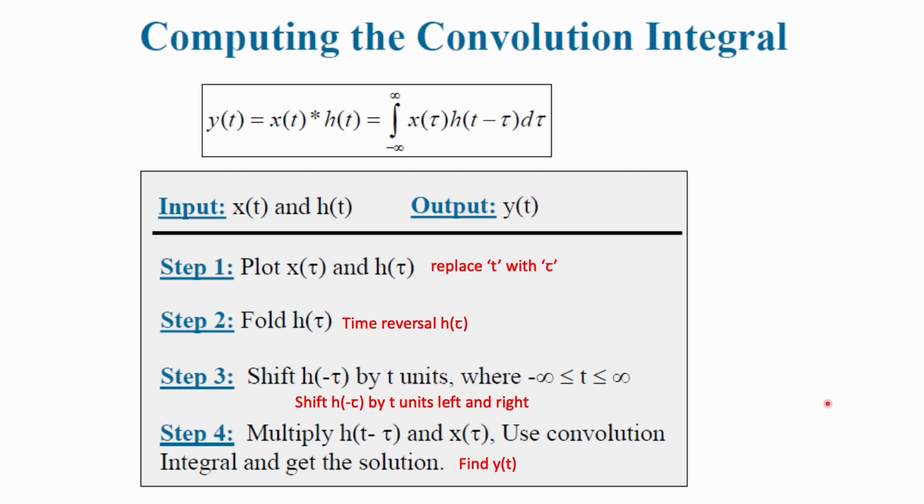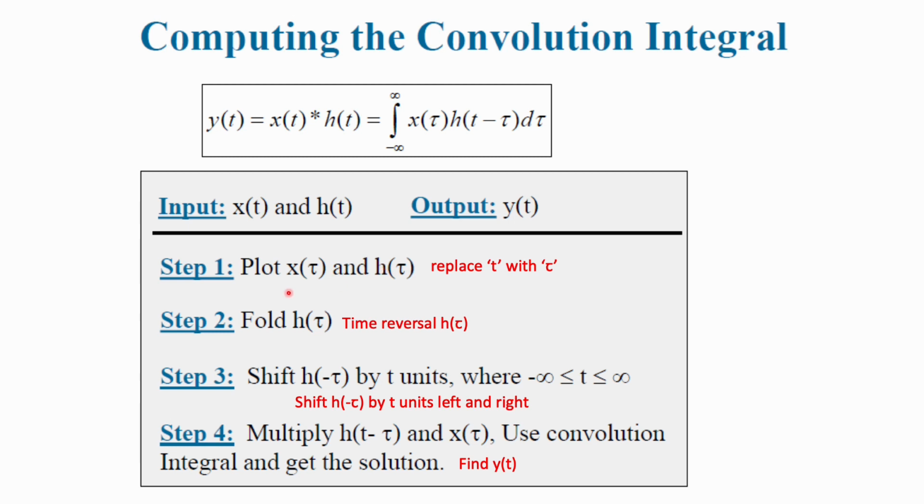Now, how do you calculate the convolution integral? So the formula is given here. These are all the steps to perform the convolution integral. Input is denoted by x of t and h of t. Output is represented by y of t. Step 1. Whenever the signal is given, first we have to plot x of tau and h of tau, or replace in the given signal t by tau. You will get the step 1.